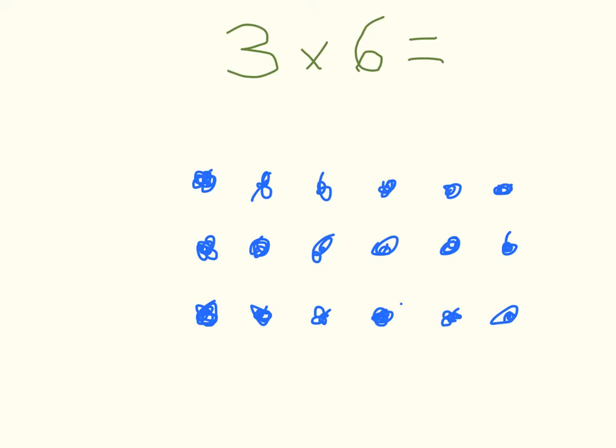Okay, so now we have this 3 right here, which means our rows. So we have 1 row, 2 rows, and 3 rows going across. And then our 6 means the number of columns. So we have 1 column, 2 columns, 3 columns, 4 columns, 5 columns, and 6 columns. Our final thing that we have to do is just count the number of circles that we made here, and that'll give us our product. So we have 1, 2, 3, 4, 5, 6, 7, 8, 9, 10, 11, 12, 13, 14, 15, 16, 17, and 18. 3 times 6 would give us 18.